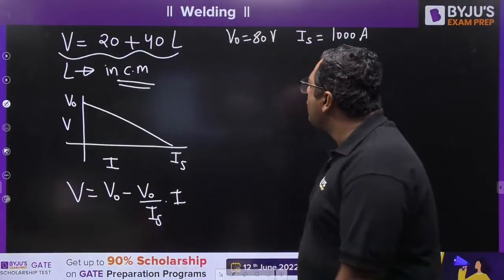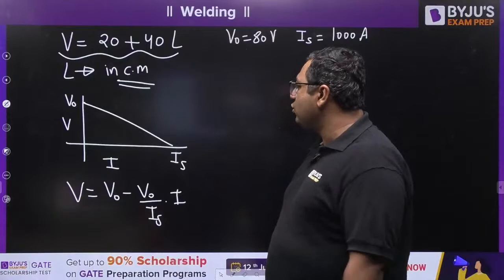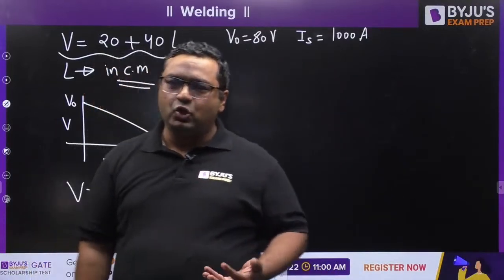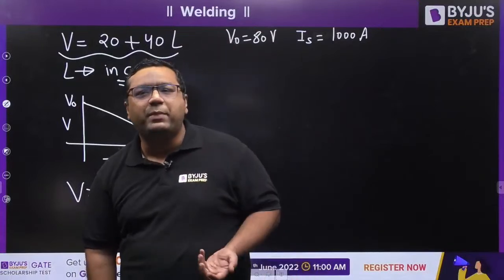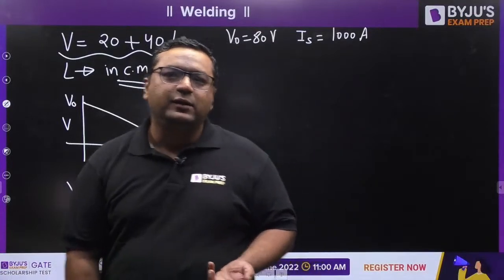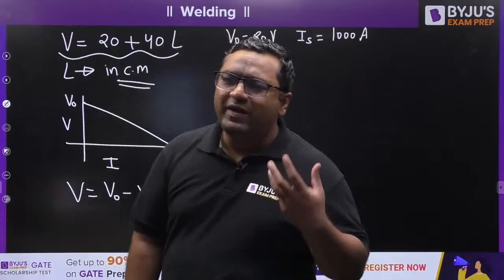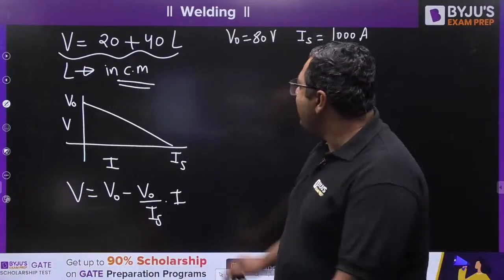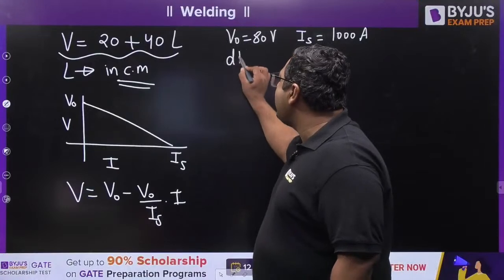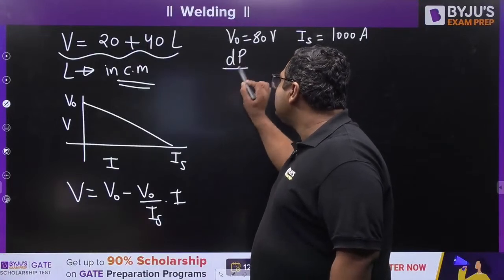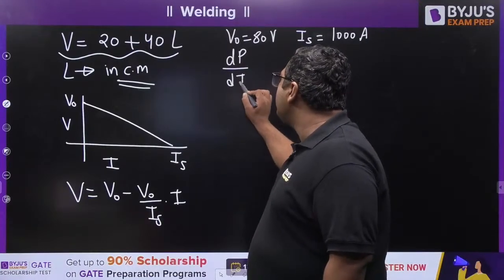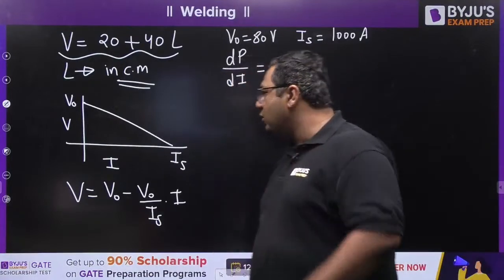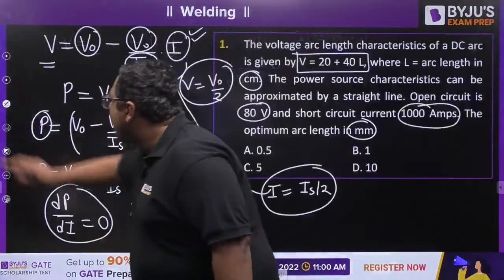So my dear, if you want to find that, what we need to do? Obviously, when we are talking about optimum voltage, optimum current, optimum power, optimum arc length, Nagaraju, good evening dear. When we are talking about optimum, we need to optimize the power. So you will do the same thing I have done in the previous slide. You will set dP by dI equals to 0. But for that you need to make the equation in current only.